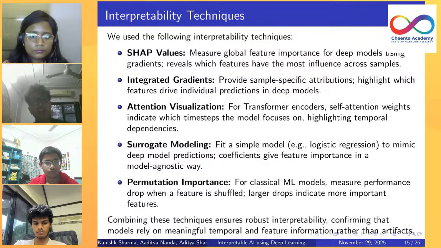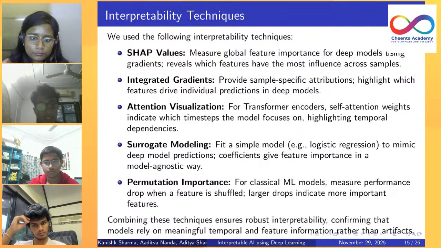And finally, the last interpretability technique that we have used is permutation importance, which is used for the classical machine learning models to measure performance drops when a feature is shuffled. Larger drops indicate more important features.